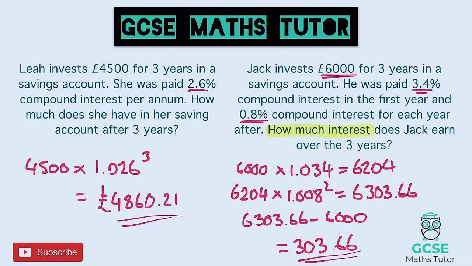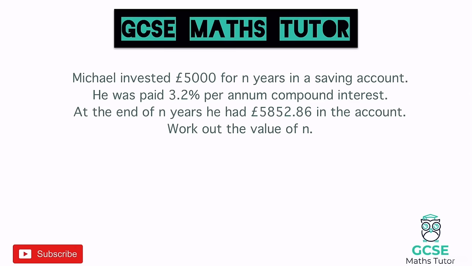Okay, let's have a look at something else. Right, okay, so Michael invested £5,000 for n years in a savings account. He's paid 3.2% per annum compound interest. At the end of n years, he has this much, £5,852.86. Work out the value of n. Now there are two different ways of doing this.